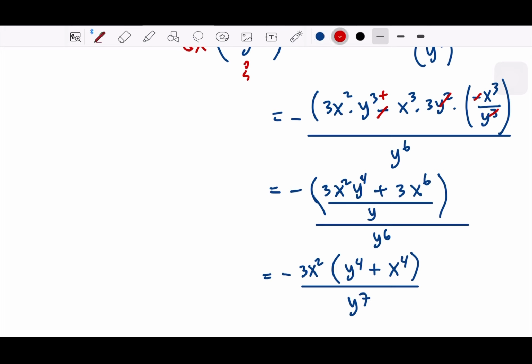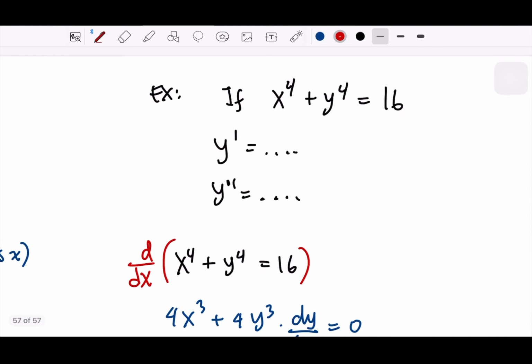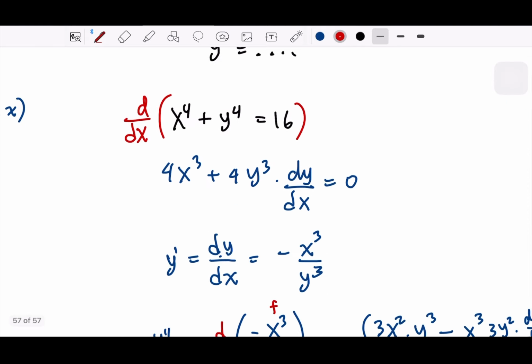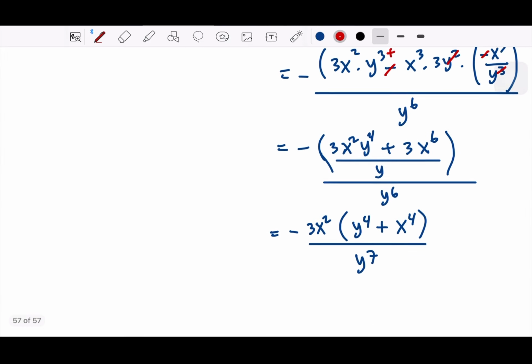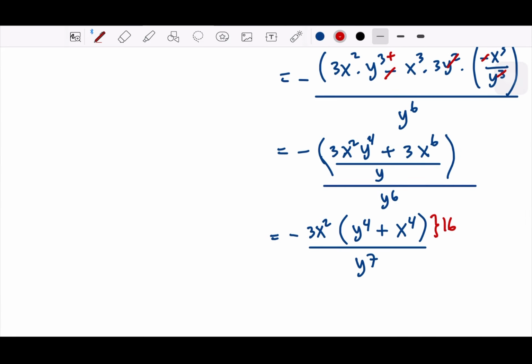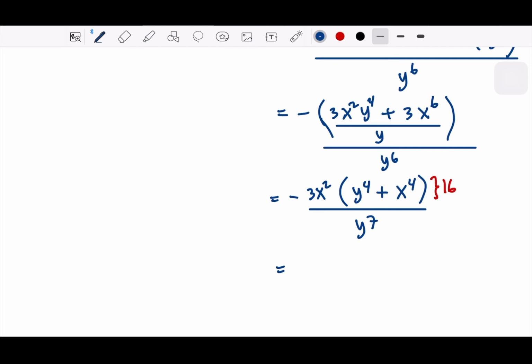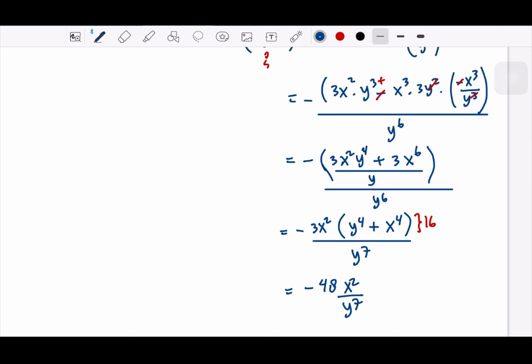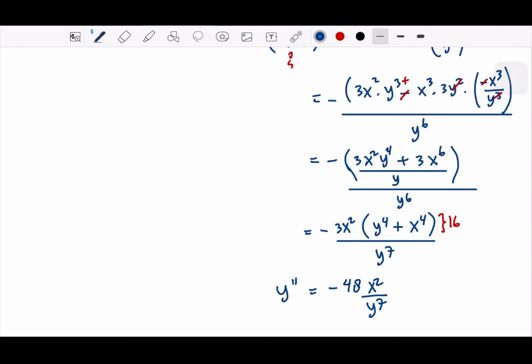And then remember, this y to the power of 4 plus x to the power of 4 is 16, right? 16 from the original equation. So we could change also this into 16. So we'll have negative 48 x squared over y to the power of 7. So that is the second derivative.